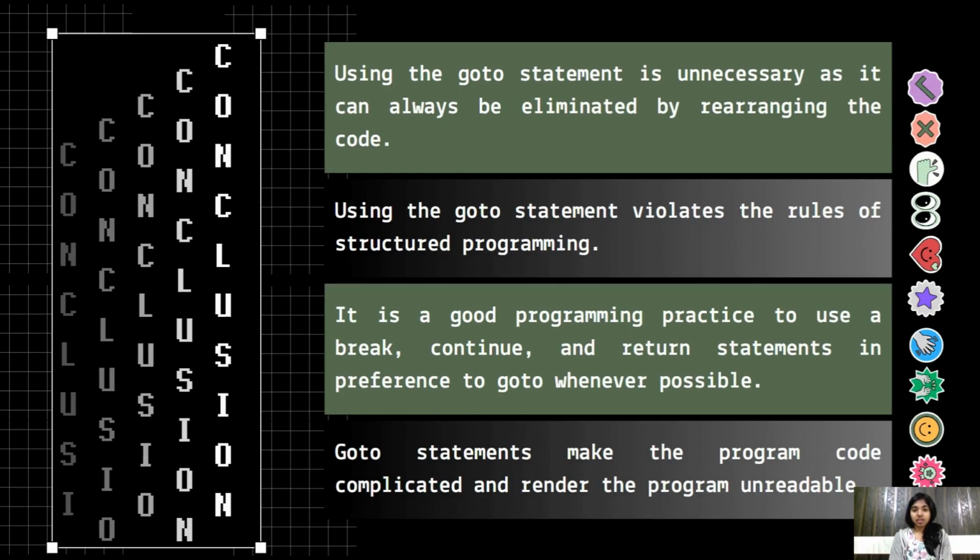Using the goto statement is unnecessary as it can always be eliminated by rearranging the code. Its usage violates the rules of structured programming. It is good programming practice to use break, continue, and return statements in preference to goto whenever possible. Goto statements can make the program code complicated and render the program unreadable.